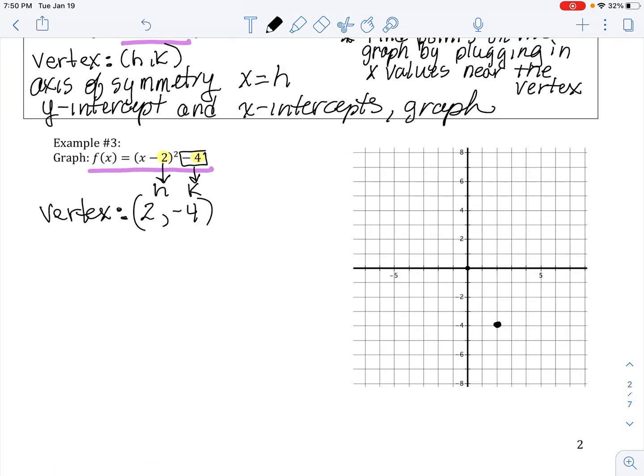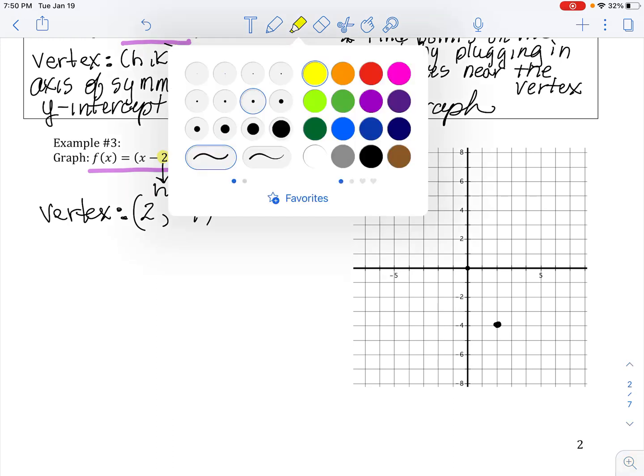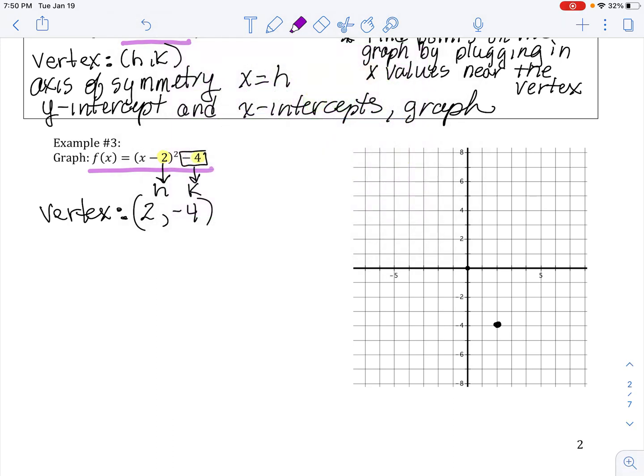What were other things that we found, key features? Axis of symmetry. So let's go ahead and plot our axis of symmetry. I'm going to use purple now. Vertical line through the vertex. So my AOS, my axis of symmetry, is the line x equals 2.